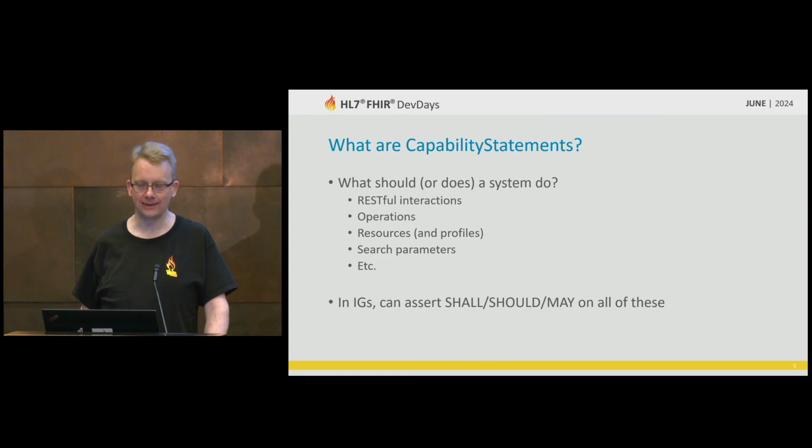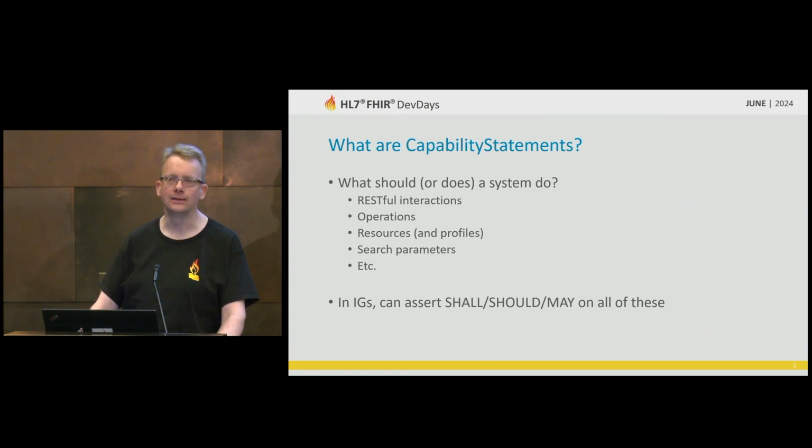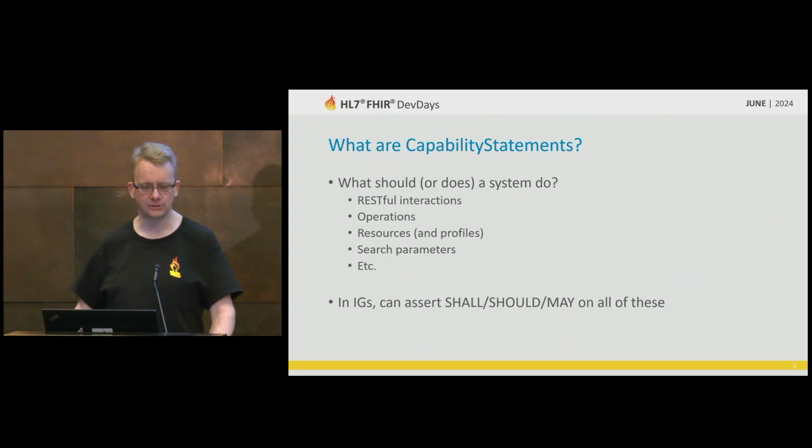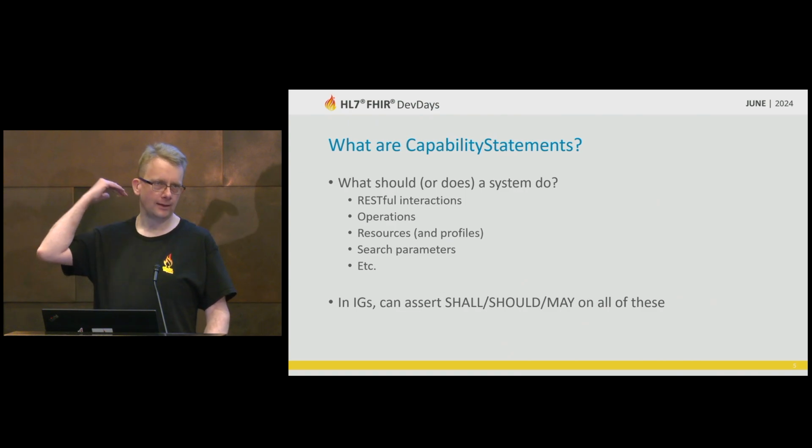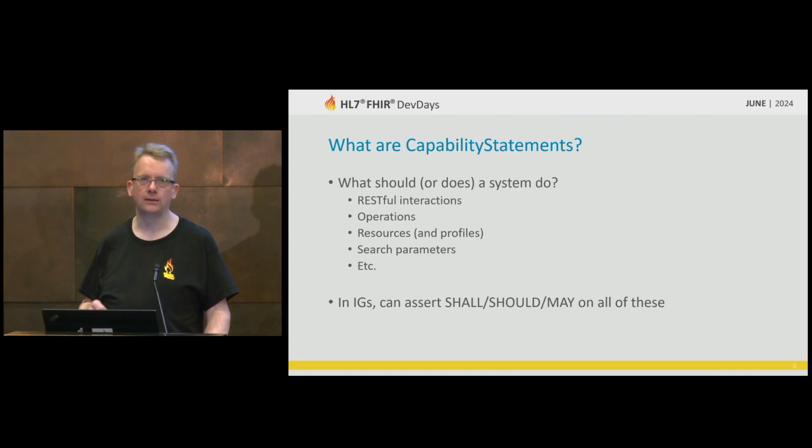And then we have a handy-dandy extension that we can stick pretty much everywhere in capability statement that allows us to mark all of those things with a should or a shall or a may. So you can say care plan is a shall, patient is a shall, observation is a should, family history is a may, and you can do that same thing with reads and searches and all of the other stuff.